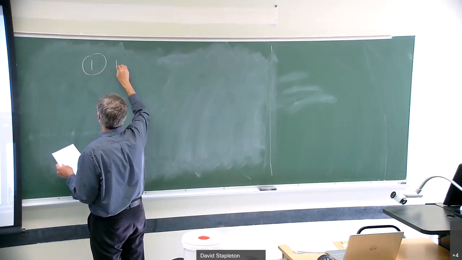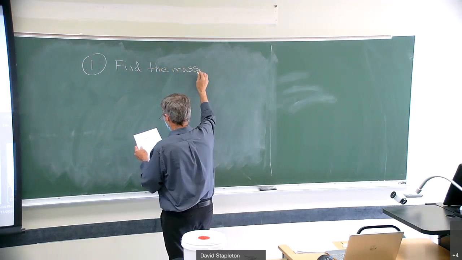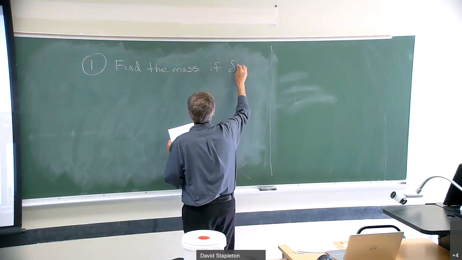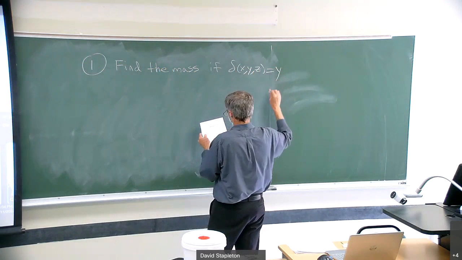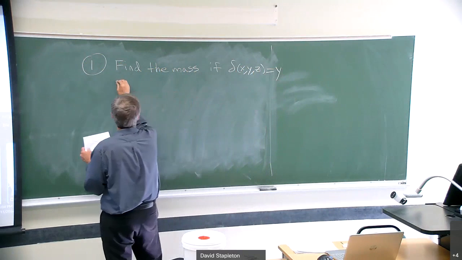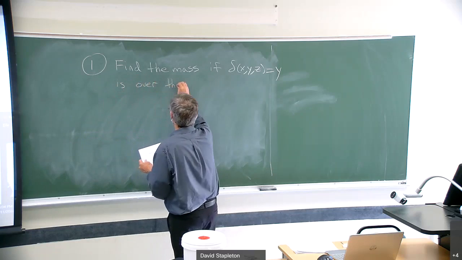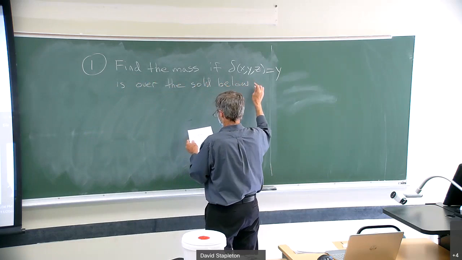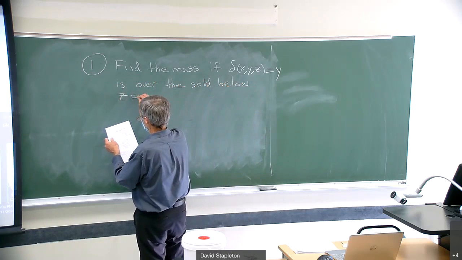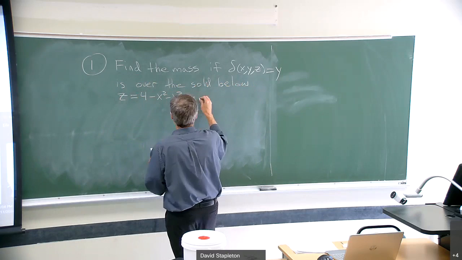We have this one, find the mass of the solid if the density function delta of x, y, z, it's in free space, depends only on y though, so we'll say it's y. It is over the solid below the surface z equals 4 minus x squared minus y squared in octant 1.